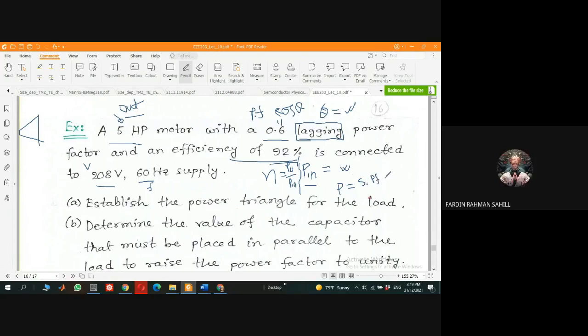P equals VI cos theta, and VI means S and cos theta means the power factor. So we can calculate S from here. If I calculate S, can I calculate Q? Yes, sir, Q equals the square root of S squared minus P squared. So we can calculate this.